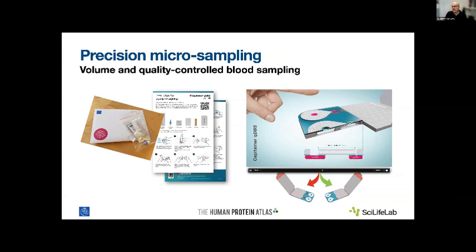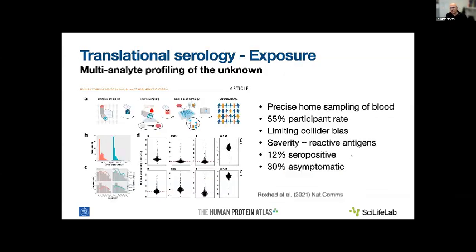So we've been doing this in the pandemic, really the first wave, when I think the whole world had gone crazy. We've sent this out to 2,000 people in Stockholm using random addresses. We got a fantastic participation of 55%, so more than 1,100 people provided us with blood and with a little bit of information about themselves.